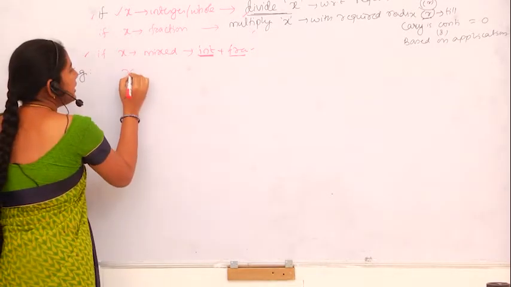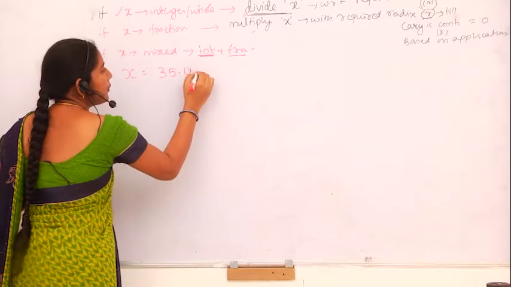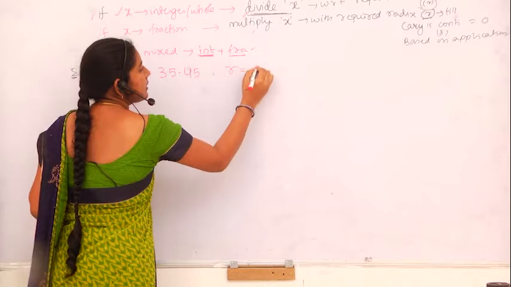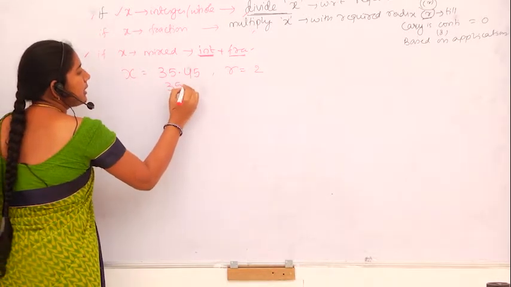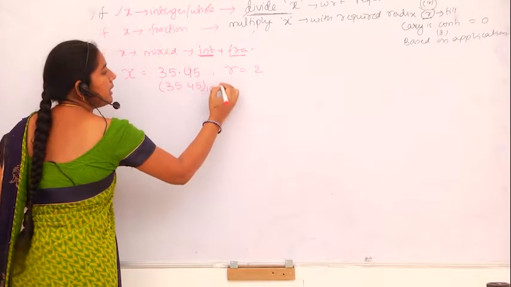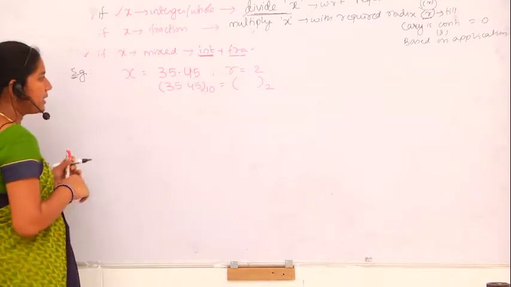Now I am considering a mixed number. Let's take 35.45 with the same radix 2. So I can represent this number, 35.45 of decimal, into a binary conversion again.